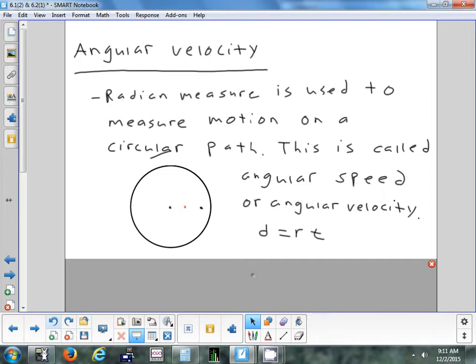Now, what was the difference in time it took for all of them to get back to their starting point? It's the same time. So they all took the same amount of time to get back to their starting point. So what does that mean? If this thing traveled the most, it's going faster. This dot is going faster than this dot, which is going faster than that dot.